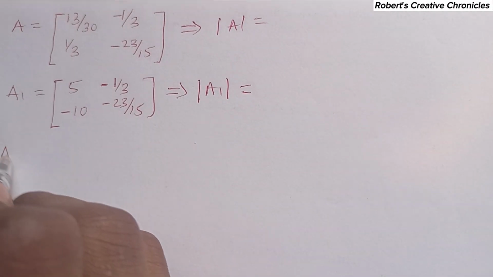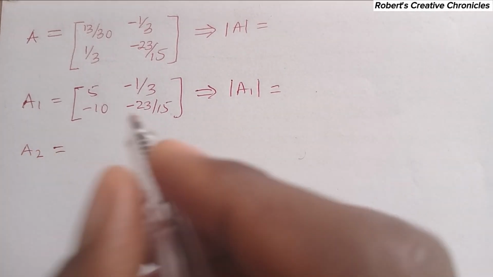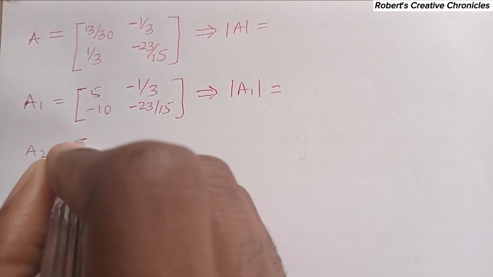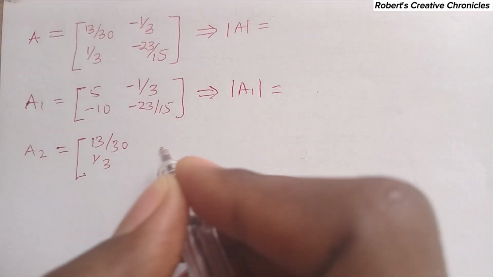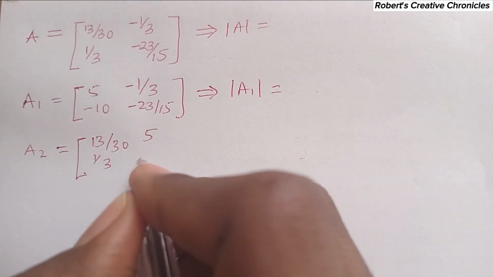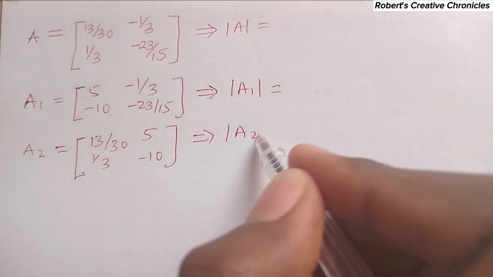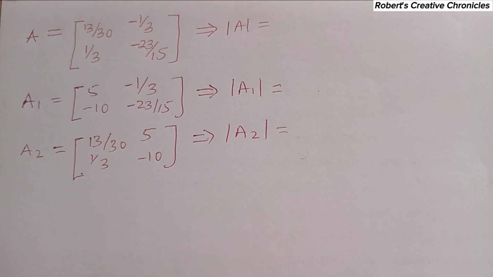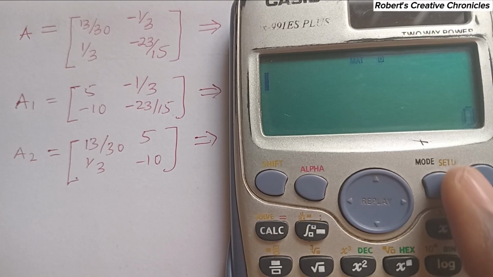Then A2, we'll replace the second column by this. So it will be 13 over 30, 1 over 3, 5, minus 10. So this will be A2. So now we'll carry our calculator. Then we'll put these matrices in the calculator to find their determinants.